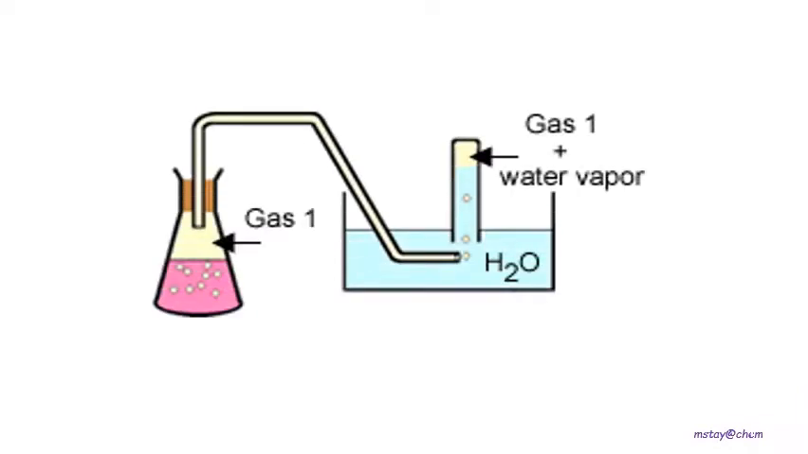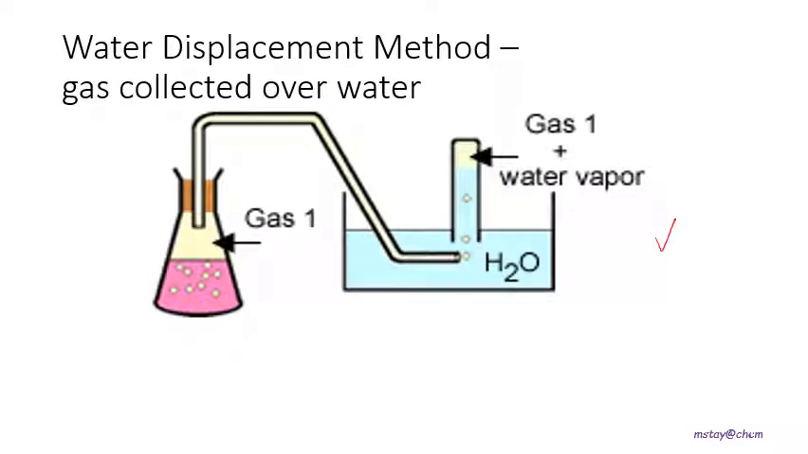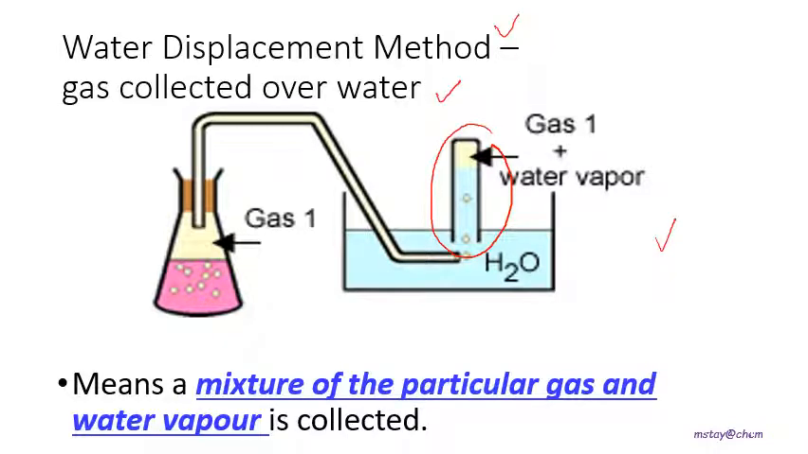There is another application of Dalton's law. Based on this diagram setup, we can tell that this is the water displacement method, or sometimes in the question they will mention that the gas was collected over water. Here, you will know that this is the pressure that we measure, and the total pressure, which is the gas and also the water vapor, will equal P total.